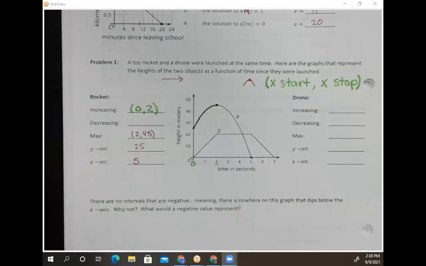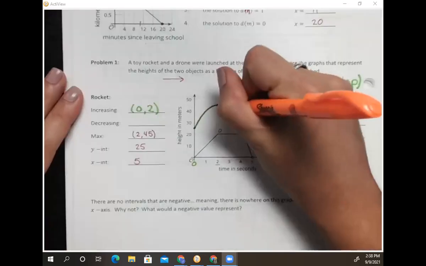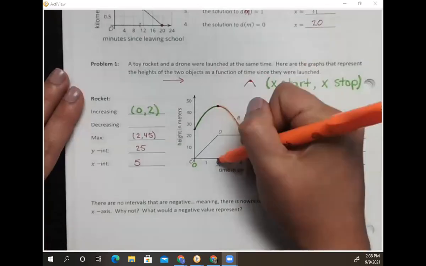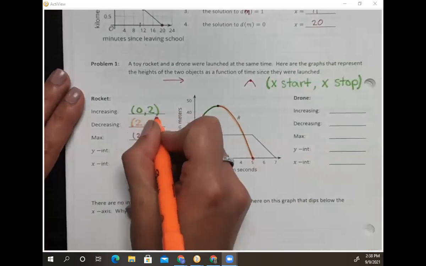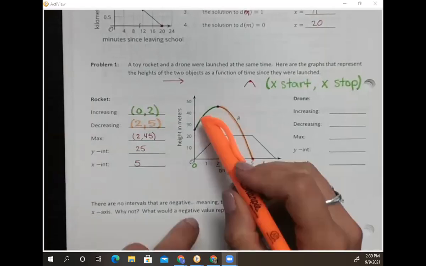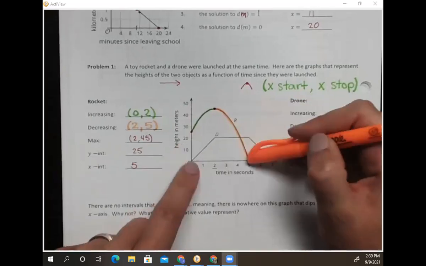Decreasing, we said, means we're going down. So the maximum here is my turning point, right? That's where I'm switching what I'm doing. So after the maximum, now we're going down. Now we're decreasing. And we're decreasing from 2 until 5. So my decreasing interval is 2, 5. Now, I do want to point out these intervals are named based on what the y values are doing. So we describe them based on x values. But what we see here on our increasing interval is that the y values are the ones that are increasing. On our decreasing interval, it's the y values that are decreasing as we continue along our graph.